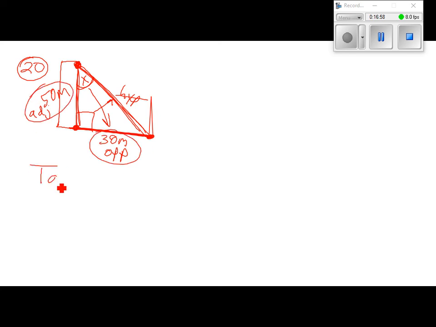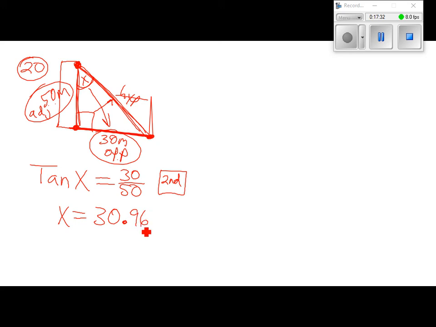Well, that's tangent. So we do the tangent of our angle, which is x, equals opposite. The tangent is the toe apart. So opposite over adjacent. So 30 over 50. When we have tangent of x, that means we're looking for the angle. So the first thing we're going to hit on our calculator is second. So we grab our calculator, we hit second tangent, 30 divided by 50, and we end up with about 30, x equals 30.96. We'll probably round that off to about 31 degrees. So the angle is about 31 degrees.